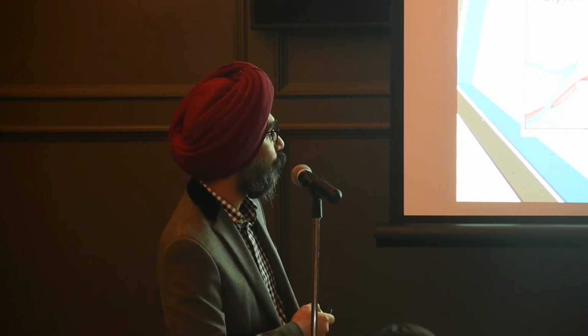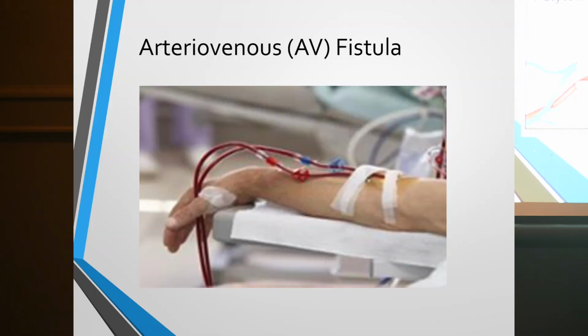This is the same thing, but this is an AV graft, an artificial Gore-Tex tube where the connection is between the artery and the vein. The blood is coming from the artery, going into the loop, and going back into the vein. And the dialysis nurses would put needles here and here so that there is an outlet for the blood to be sucked out of the body, cleaned, and then an inlet to put the blood back into the patient's body.